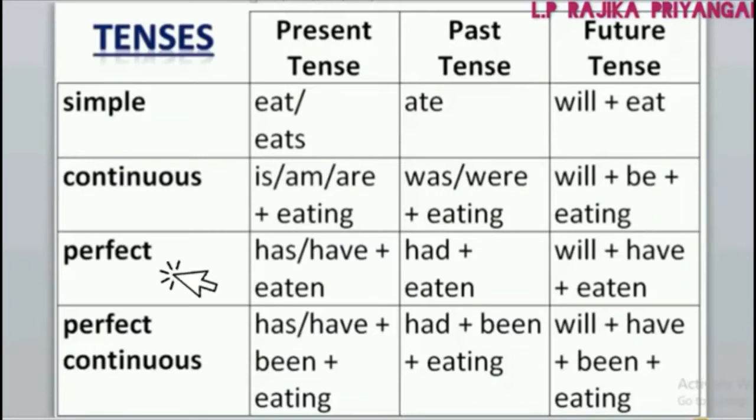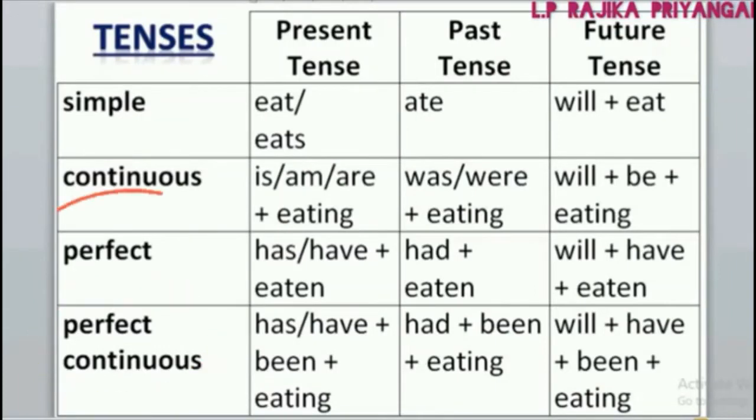To form the perfect tenses, we need V5. That is the past participle form of the verb. Present perfect tense is formed with has or have plus eaten. Past perfect tense is formed with had plus eaten. Future perfect tense is made with will plus have plus eaten. My dear students, never use will has eaten. That is completely wrong. Now let's move on to perfect continuous tenses.